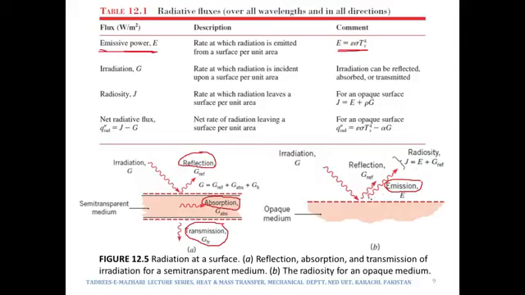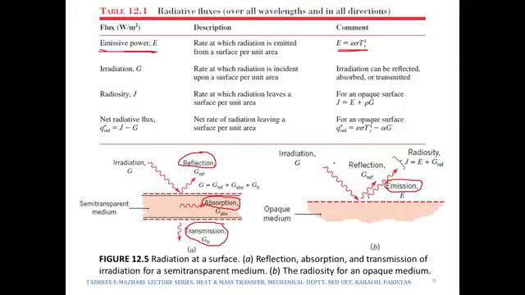Now, this emission is due to the temperature of the body, of the surface. It is quite possible that even if there is no irradiation, emission would be taking place. As long as the temperature of the body is above 0 Kelvin, it will keep on emitting radiation. So emission does not depend upon irradiation.